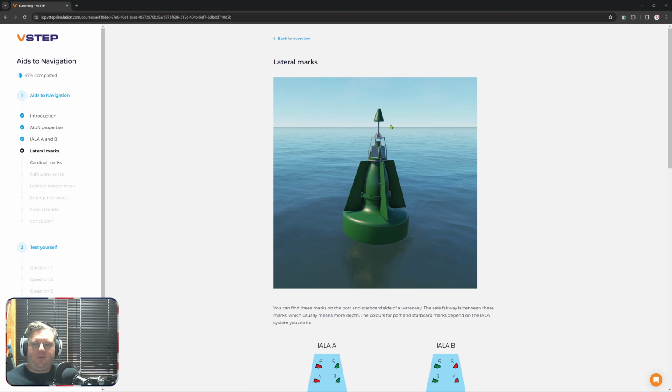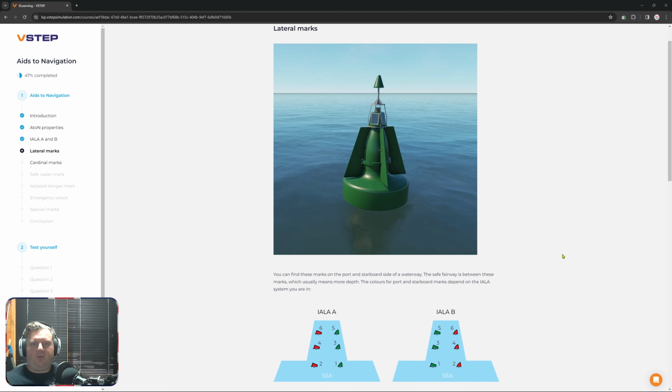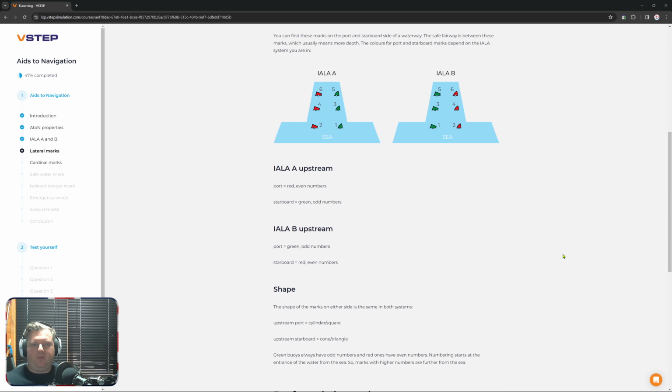Lateral marks. Okay, so this icon on the top here, this is to help you gauge whether or not it's a red or a green buoy. I believe, this is my understanding, and I'm free to be corrected, obviously. But from a distance, you can't really tell if it's red or green. So they put these icons on the top so that you can identify them more easily from a distance. That's my understanding. I'll see if I'm correct or wrong in a moment.